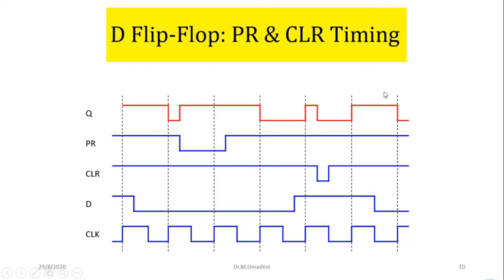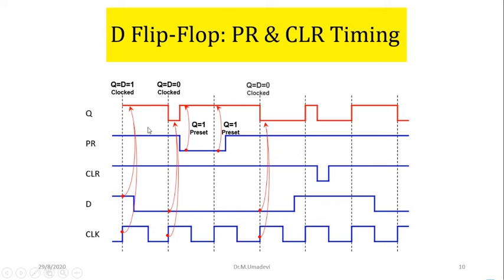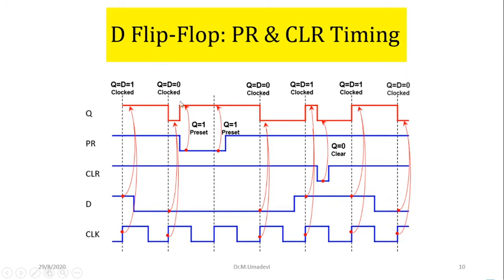And this diagram gives the timing diagram for preset and clear. See again, Q is the output, PR is preset, CLR is clear, D is the input, and CLK is the clock pulse. And this red arrow mark shows when Q is equal to D is equal to 1, it is clocked. Again, when it is clocked 0, then preset, then again preset, then clocked, and this is a clear state.